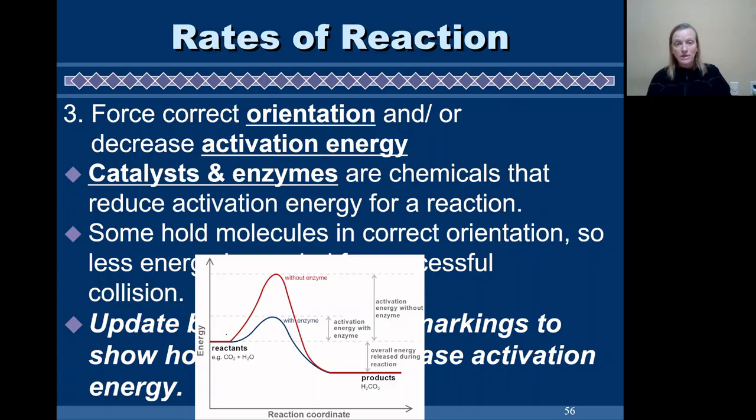In a reaction pathway diagram, what an enzyme or a catalyst does is make the hill smaller. Instead of having to put in all this energy to make the chemical reaction happen, we hold the molecules in the correct orientation or use some other mechanism to reduce the activation energy. So my hill is very small now, and more particles have that smaller amount of energy, and therefore more particles are able to react.